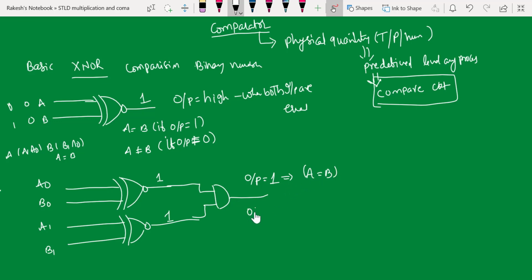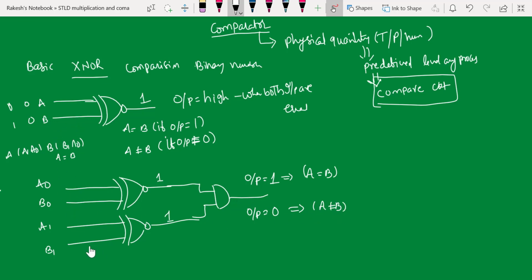Suppose the output is 0. That means suppose your A0 B0 is not equal, in this case the XNOR is going to produce 0 output. Even though A1 B1 is 1, you are going to get 0 into 1, which will be 0. That means you can say A is not equal to B. So this is how you can use a simple XNOR gate.